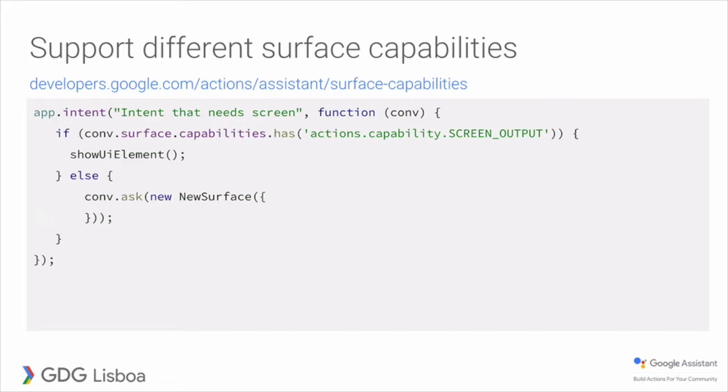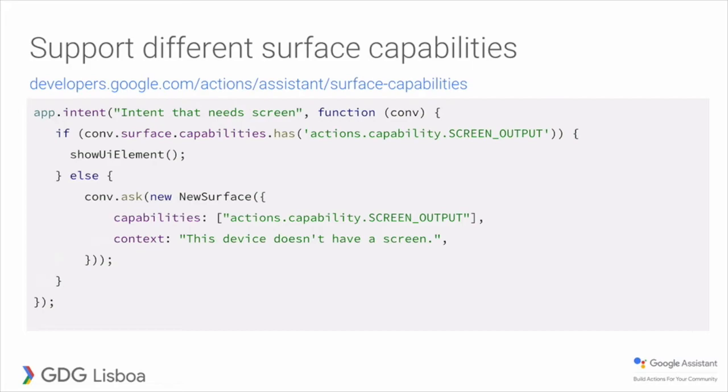So what you can do is create a new surface, with that capability, and give it a context and a notification title. Now, what this is going to do is it's going to go to your Google account, and check which devices you've got that support this. So in this case, if you're talking to your Google Home and you want to see an image, a web link or something like that, you check on your code. I can't show you because the device doesn't have a screen. So you're going to go and create a new surface.